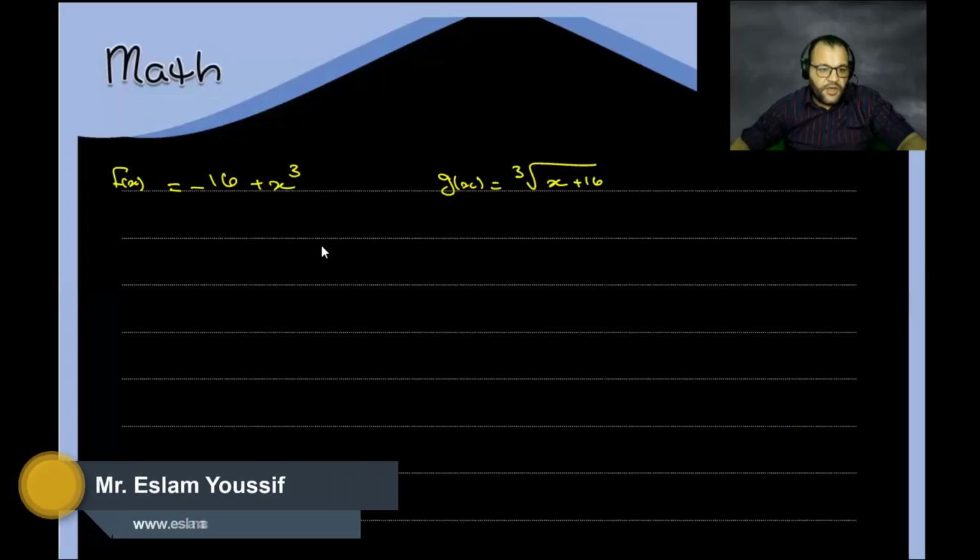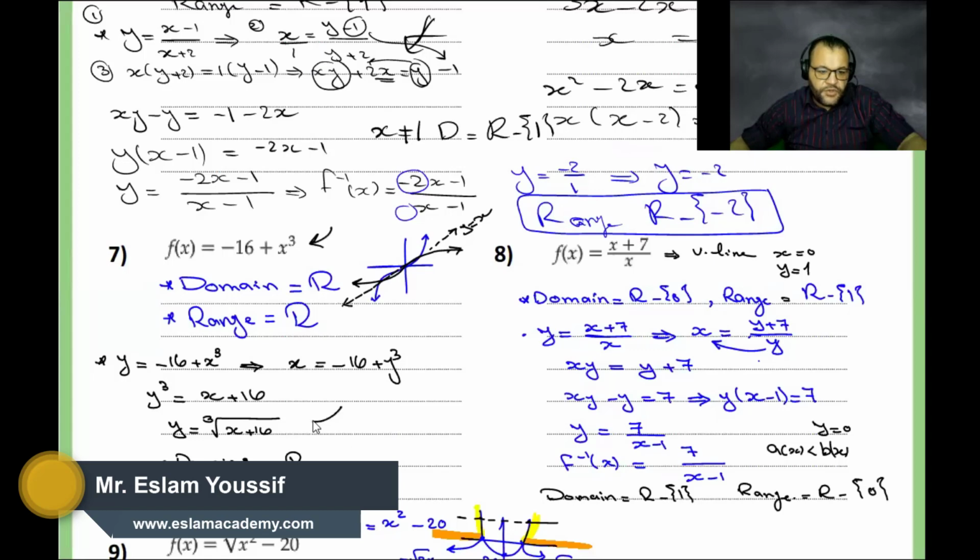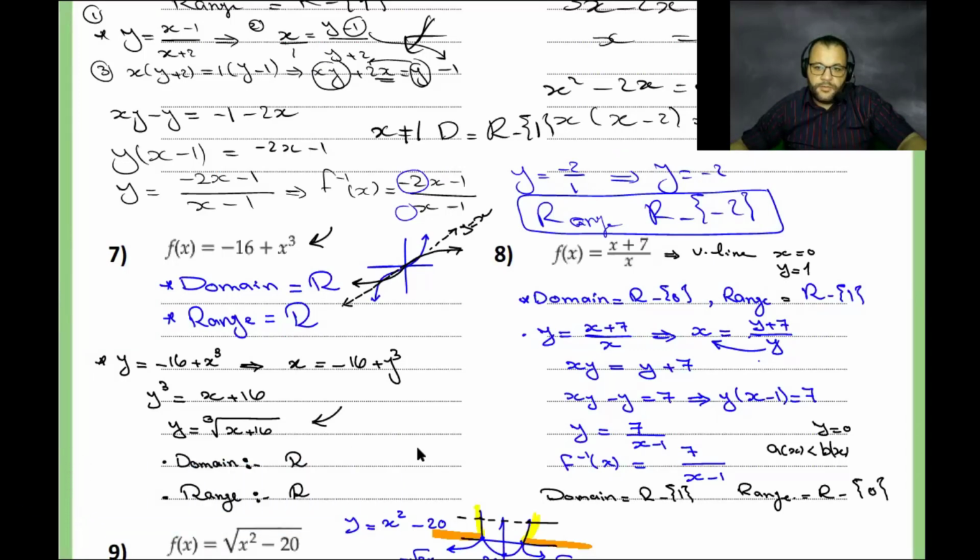We find that this is the given function, and we say that this is the inverse. Shabab, can you hear me? Yes, sir. Okay. So we have f of x, and that is g of x.